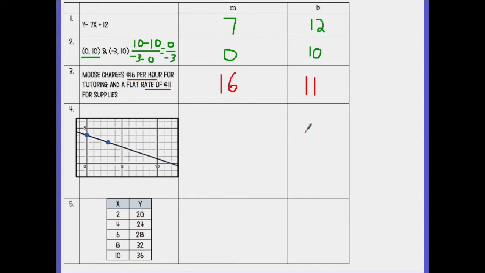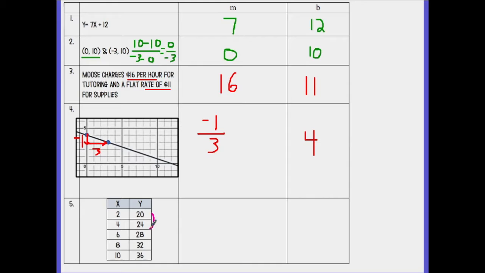Number 4, our intercept is given to us there. It's 4. And then we need to count for slope. So we go down 1, so negative 1. Then over 1, 2, 3. So our change in y is negative 1. Change in x is 3. And we don't need to simplify this because it's already simplified.